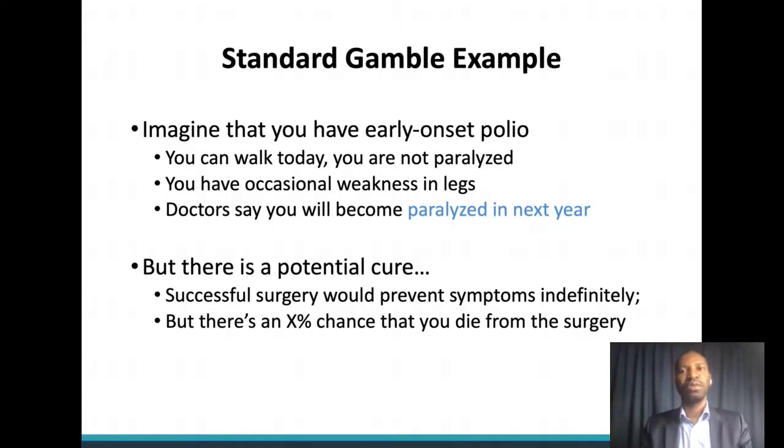The next method is Standard Gamble. In Standard Gamble, we're asking respondents to make a choice between a sure outcome and a gamble between the best or better outcome and the worst or worse outcome. For example, the question may be framed in the following way. Imagine that you have early onset of polio. You can walk today, you are not paralyzed, you have occasional weakness in legs, and doctors say you'll become paralyzed in the next year. But there is a potential cure. You could have a successful surgery that would prevent symptoms indefinitely. But there's an X% chance that you would die from the surgery.